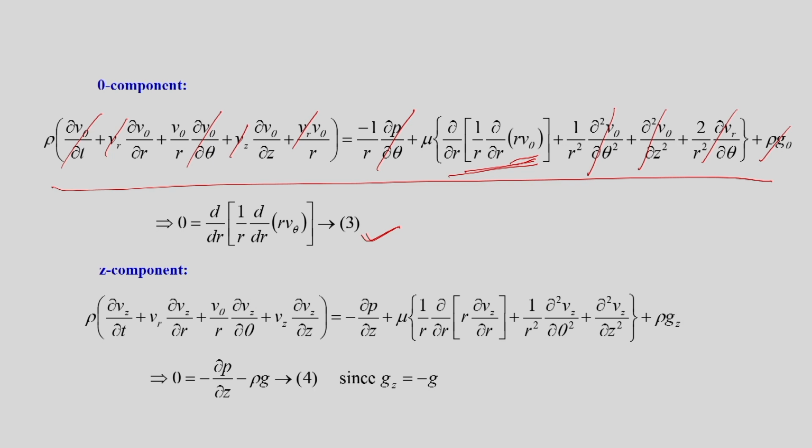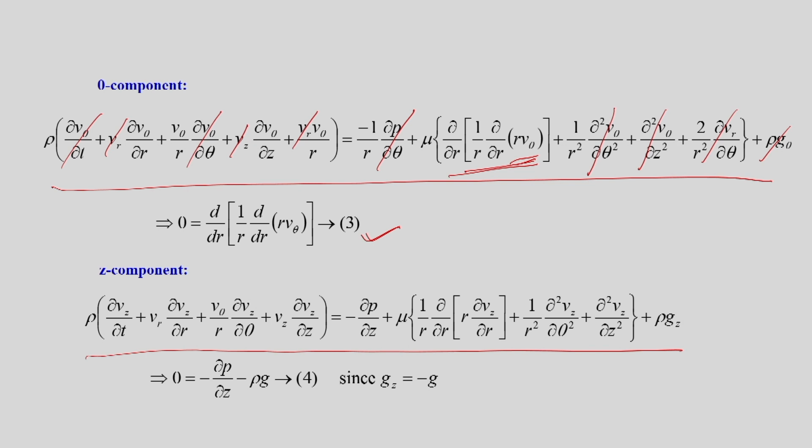This equation we can make use of in order to get the velocity profile vθ as a function of r. Next is the z component of the momentum equation. It is given here: ρ(∂vz/∂t + vr ∂vz/∂r + (vθ/r) ∂vz/∂θ + vz ∂vz/∂z) equals −∂p/∂z + μ[(1/r) ∂/∂r(r ∂vz/∂r) + (1/r²) ∂²vz/∂θ² + ∂²vz/∂z²] + ρ gz. This is the equation that we have.